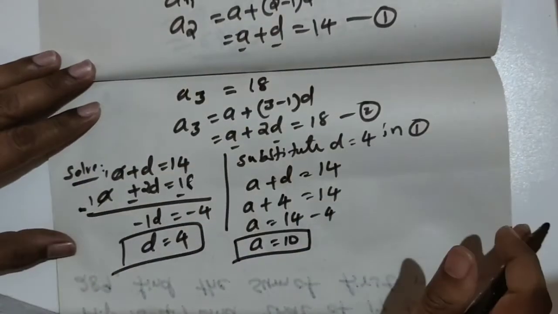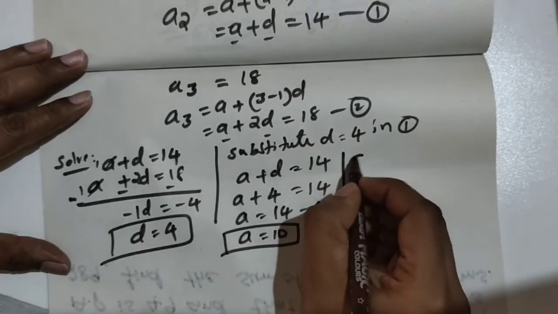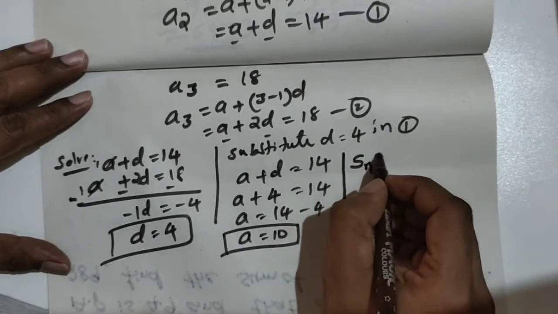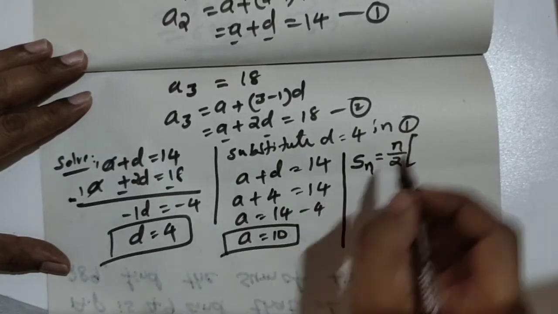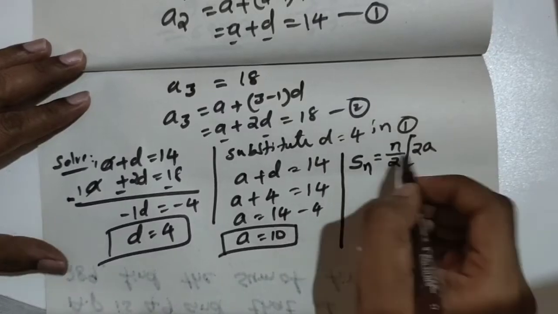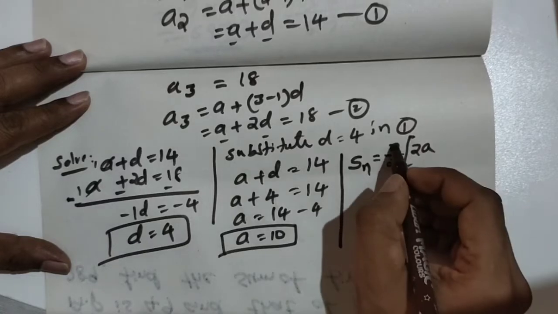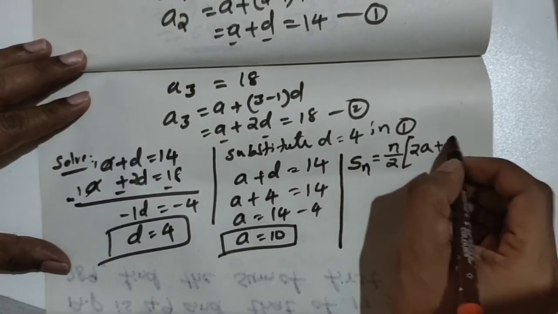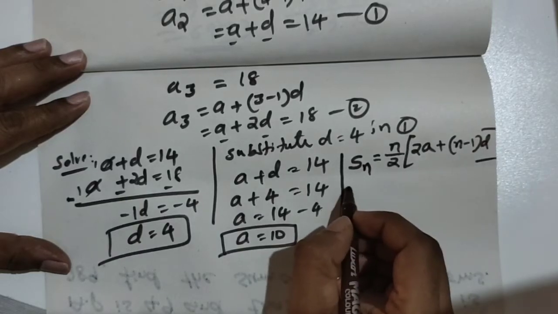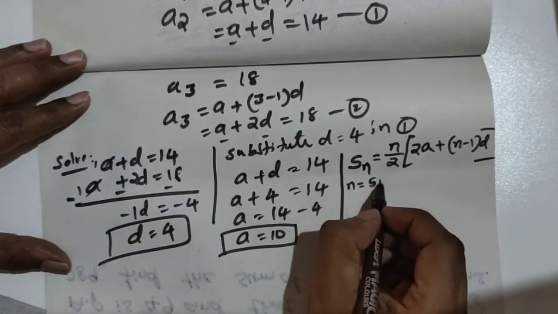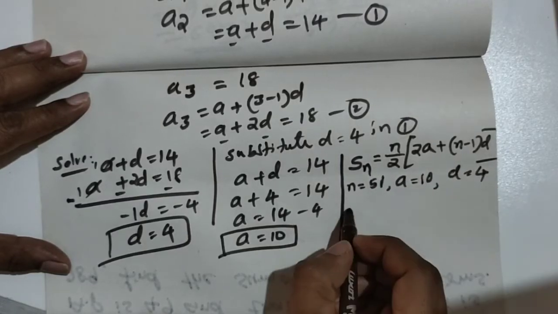Now we have to find the S51. So for that we need the Sn formula. What is the Sn formula? Sn is equal to n by 2, whenever given a and d and n. So here n is 51, a value 10, d is equal to 4. That's why we can apply n by 2 into 2a plus n minus 1 into d. So here substitute all the values. n is equal to 51, a is equal to 10, d is equal to 4.